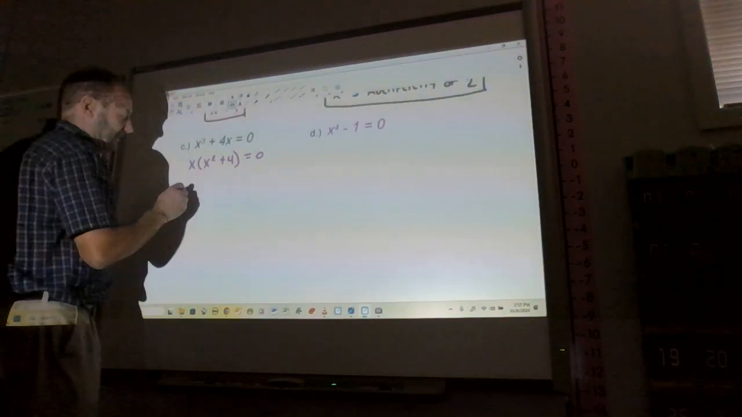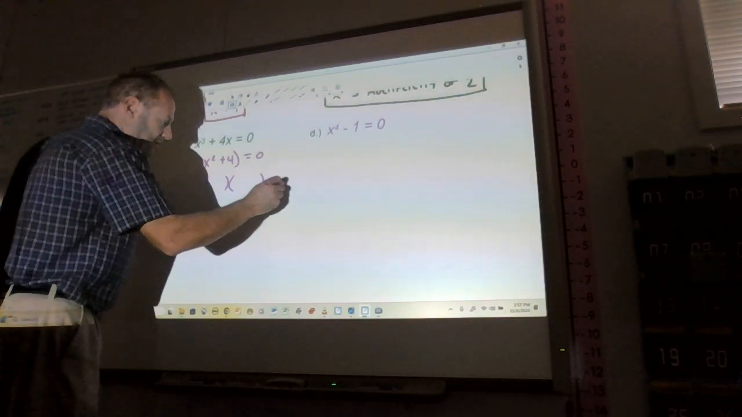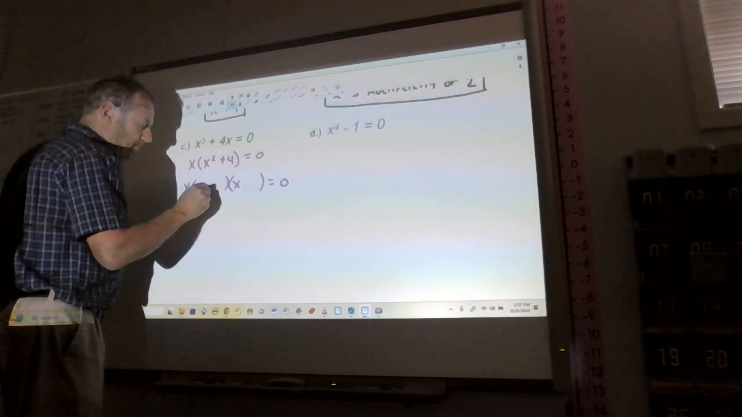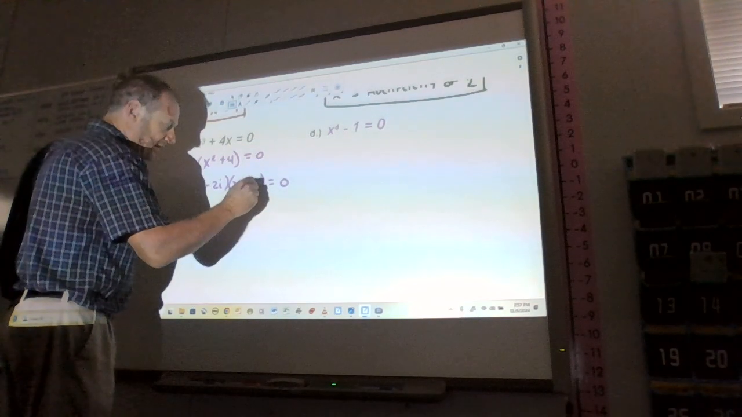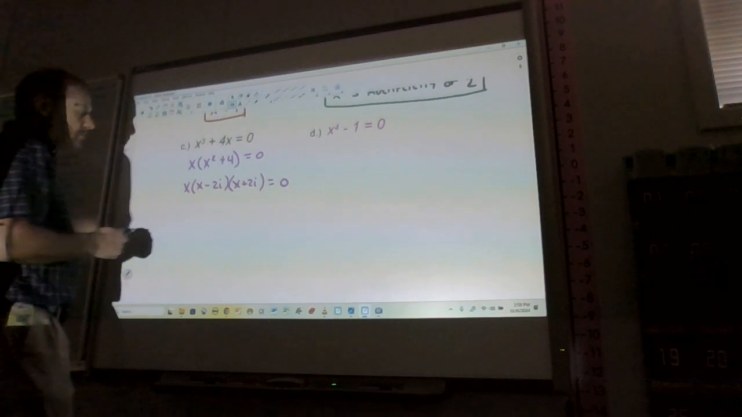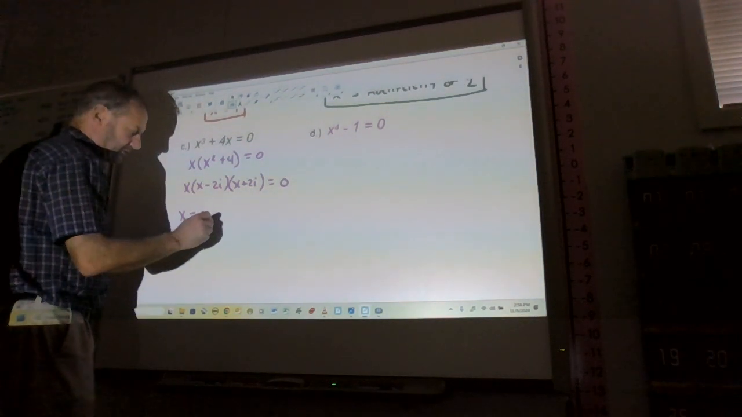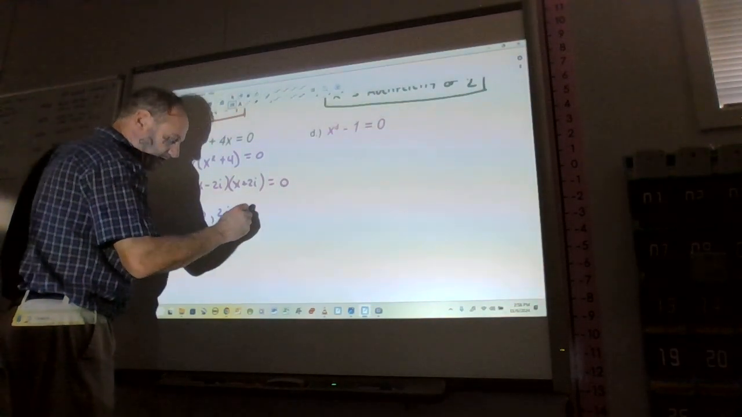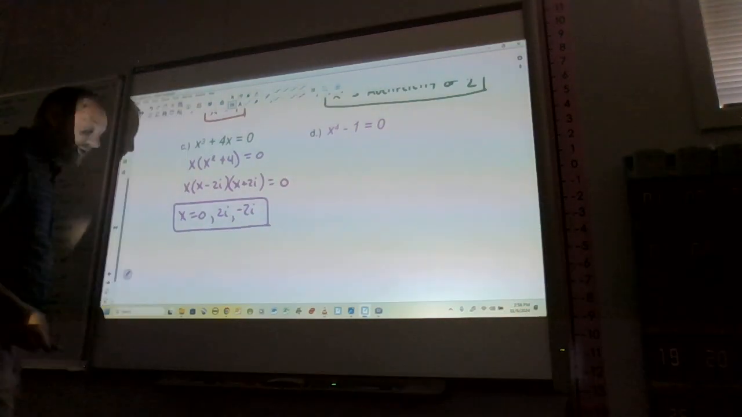Okay, I can still factor this, so I get x, and I'm going to get x minus 2i, x plus 2i. All right, so what's going to make this 0? This is going to be 2i, and that's going to be negative 2i. So it has 3 solutions. 2 of them are imaginary.